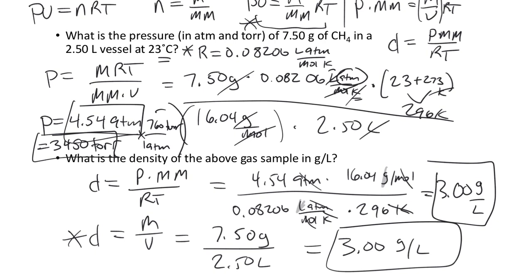So we can calculate density a couple ways, or just remember the relationship that density is just mass over volume. We already knew the mass and volume. But we could, of course, have related it to the pressure and calculated it that way, or we can just plug into D equals M over V. Okay, so that's a few relationships of using the ideal gas law.